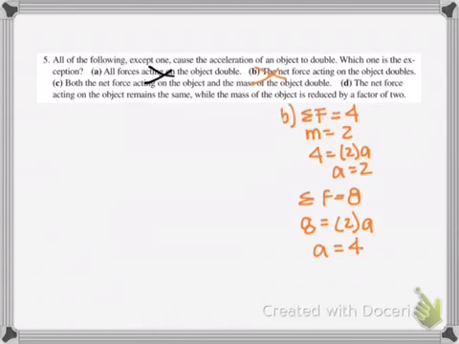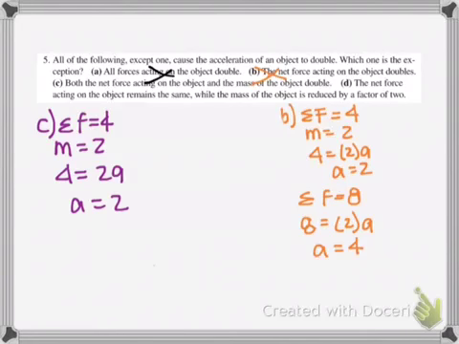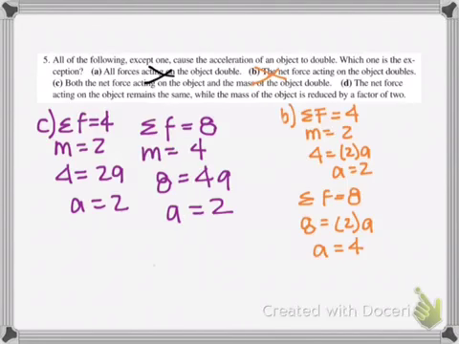Now let's look at C. Both the net force acting on the object and the mass of the object double. Now let's start with a net force of 4 and a mass of 2. My initial net force will give me an acceleration of 2 meters per second squared. When I double my net force and double my mass, my acceleration will result in the same acceleration, because you have to remember that the acceleration, the mass, and the net force are inversely proportional. So therefore, C is my answer choice.